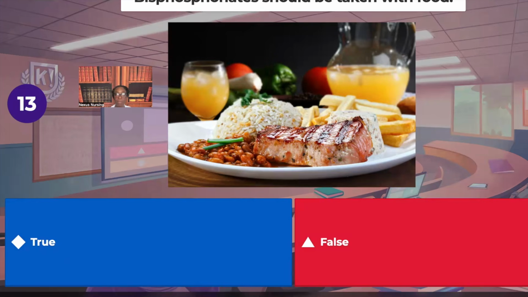That looks like, what's that? Pork chops or salmon with French fries, rice, baked beans, and orange juice. What kind of meal is this? That doesn't look too appetizing to me.